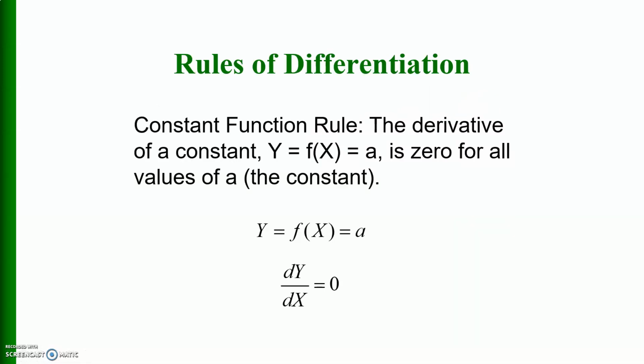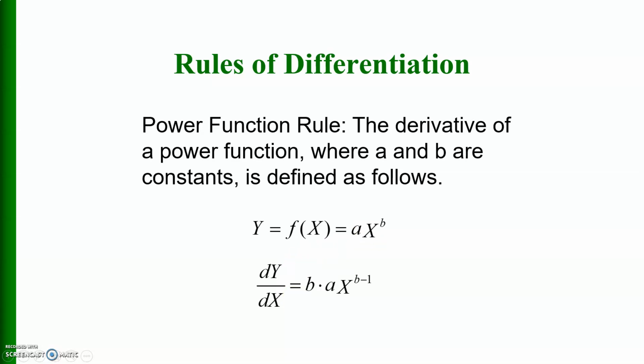There are some rules of derivatives or differentiation. The first one is the constant function rule. The derivative of a constant function y is equal to f of x is equal to a is 0 for all values of the constant. So if y is equal to f of x, where f of x is equal to some constant a, then dy over dx will be equal to 0. Power function rule. If we have y is equal to f of x and that is equal to a power function a x raised to the power b, then the derivative of y with respect to x will be b times a x raised to the power b minus 1.